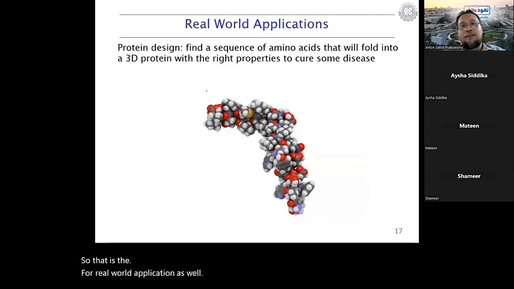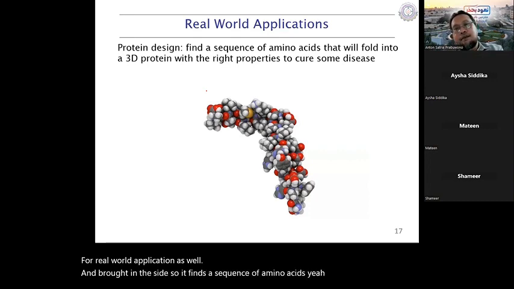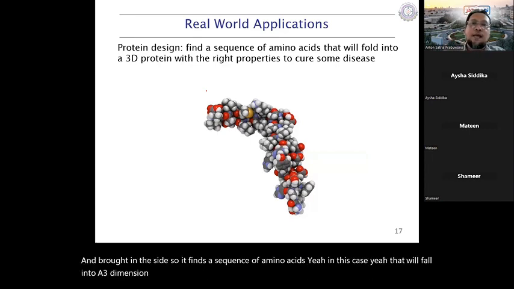And protein design. It finds a sequence of amino acids that will fold into a 3-dimensional protein with the right properties, for example, to cure some disease.